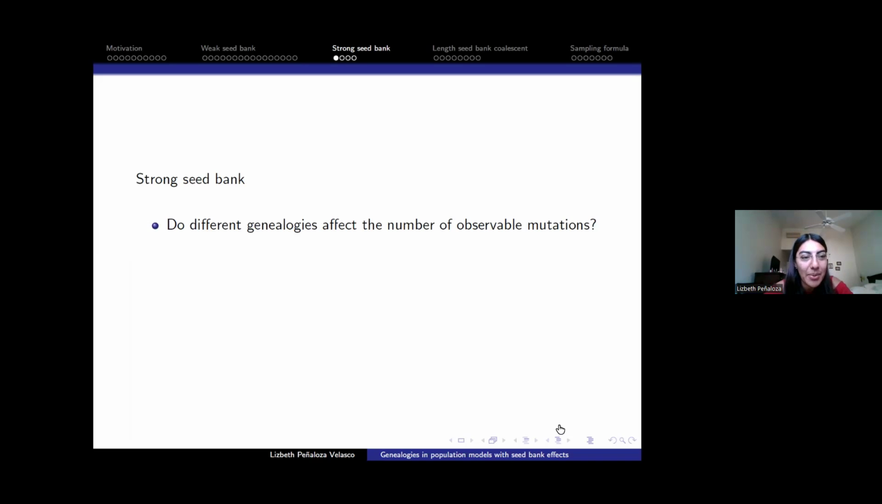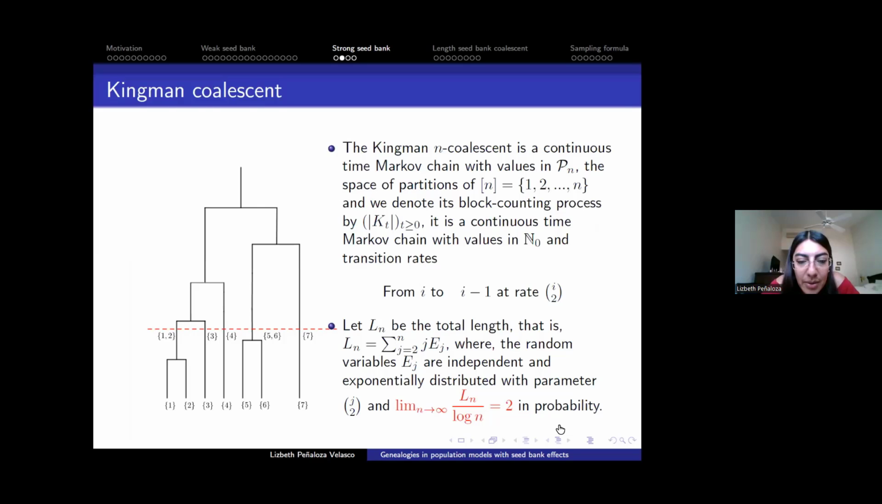Okay. So now I will present some results in the strong seedbank. So we try to answer the question, do different genealogies affect the number of observable mutations? First we need to remember some results in the Kingman coalescent. Let L_n be the total length in the Kingman coalescent that is equal to this sum where E_j are random variables, independent and exponentially distributed with this parameter. And the main result in this case is that L_n over log n converges in probability to 2. So this is the result in the Kingman coalescent case.